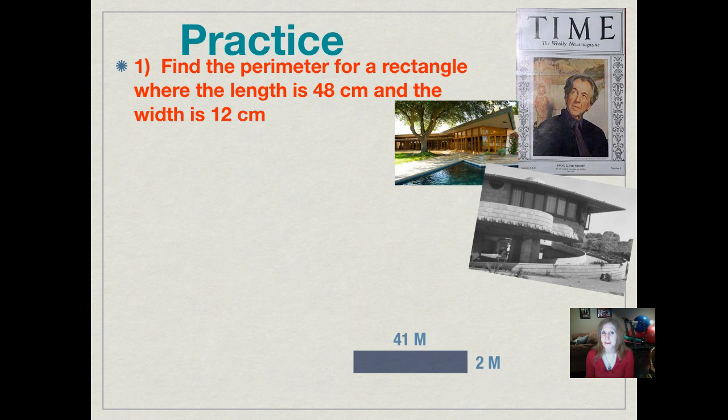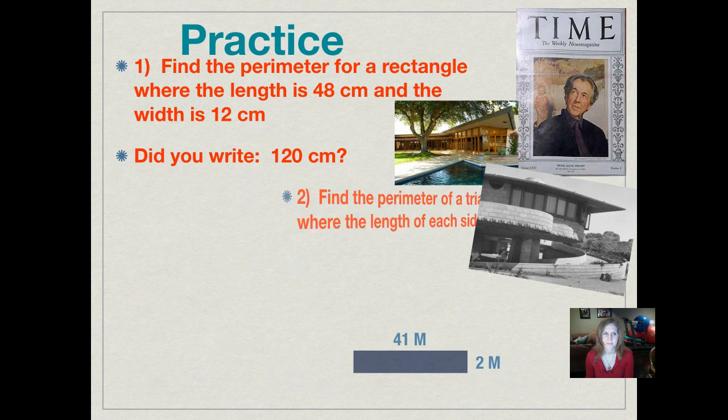Go ahead and use your perimeter formula to figure out what that will be, and then push play when you're ready. Did you write 120 centimeters? Perimeter equals 48 plus 48 plus 12 plus 12. I just added up all the sides and I got 120 centimeters. It's really important that I put that unit of measurement behind it, centimeters.